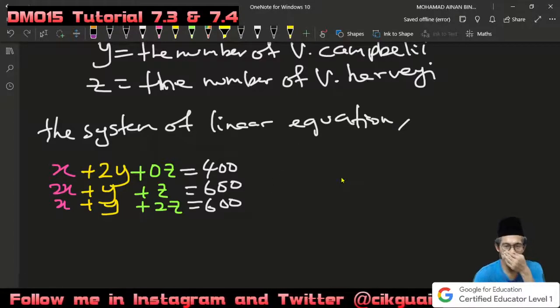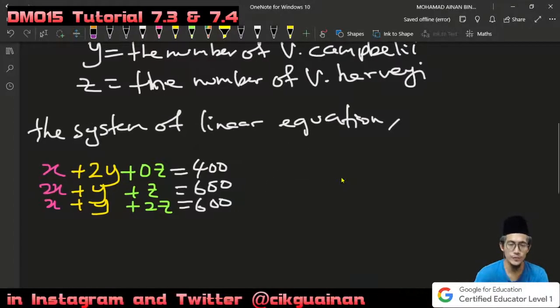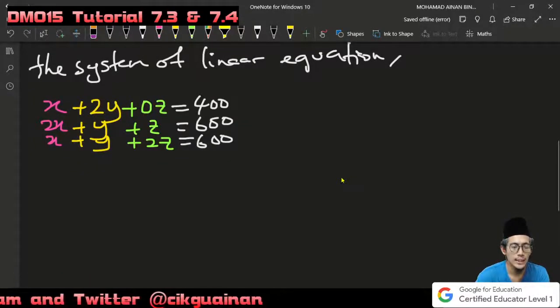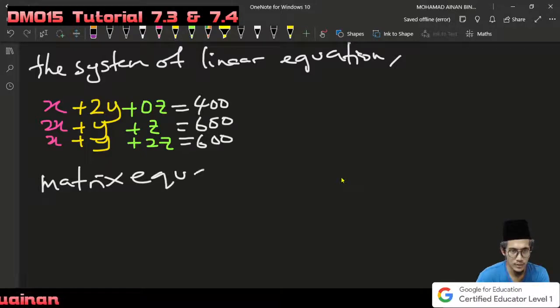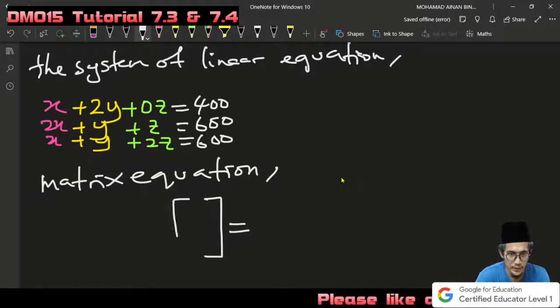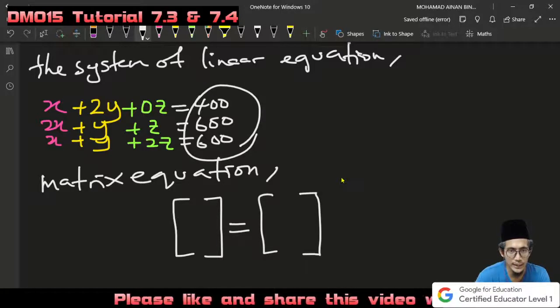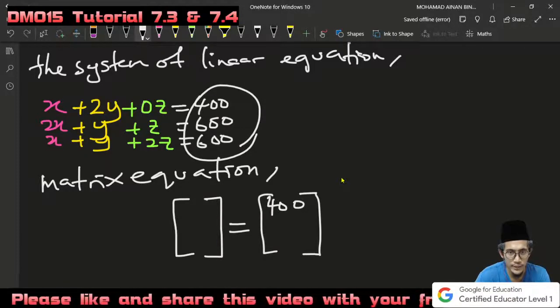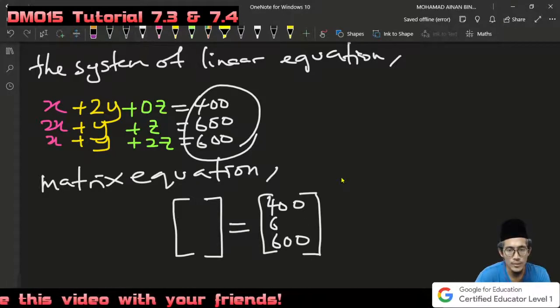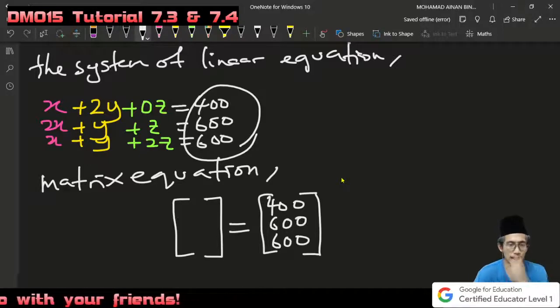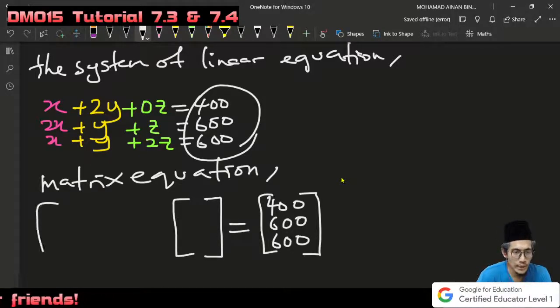Okay. Now, after we get the system of linear equations, what should we find? We have to find the matrix equation. Matrix equation is what? We know we want to get this. This is X, Y, Z. This is our B. We get B from here. Just copy 400, 600, 600. Sorry, my zero is horrible. That's better. And then this one is the bigger matrix.